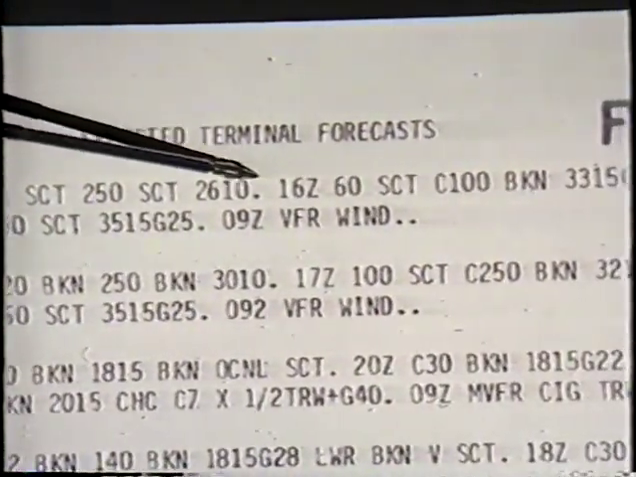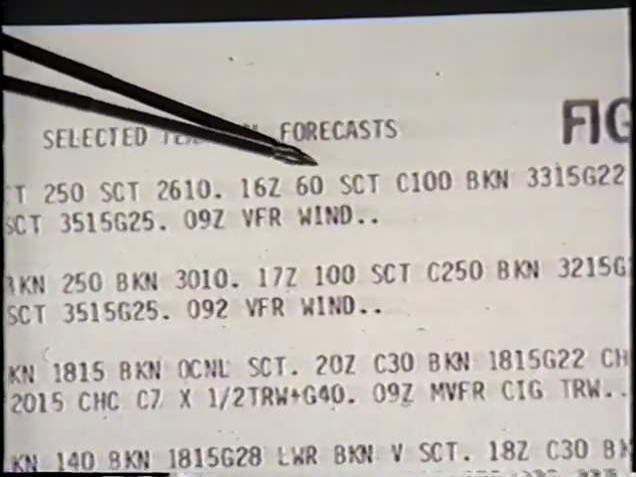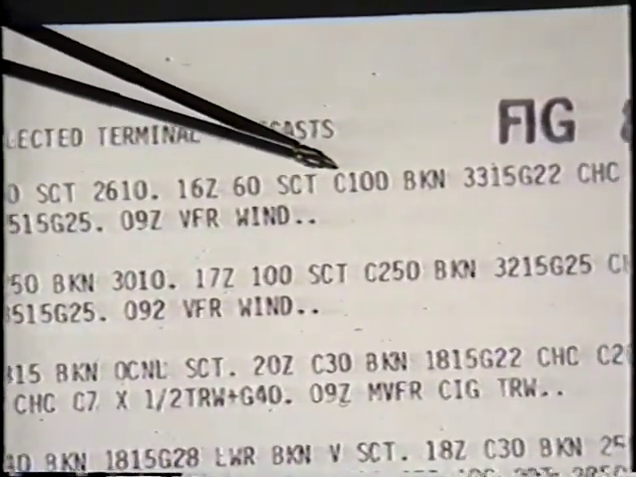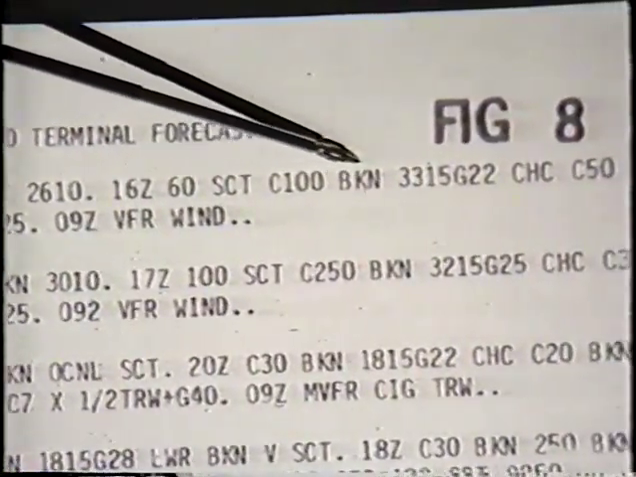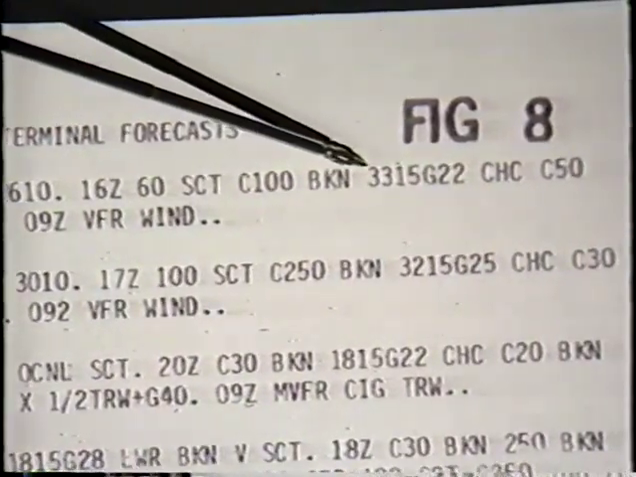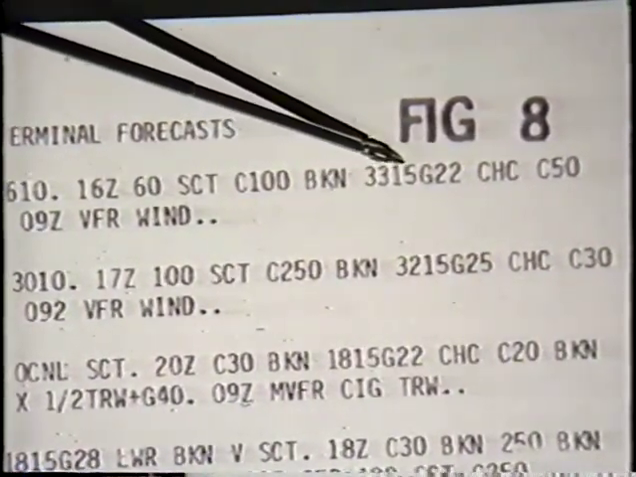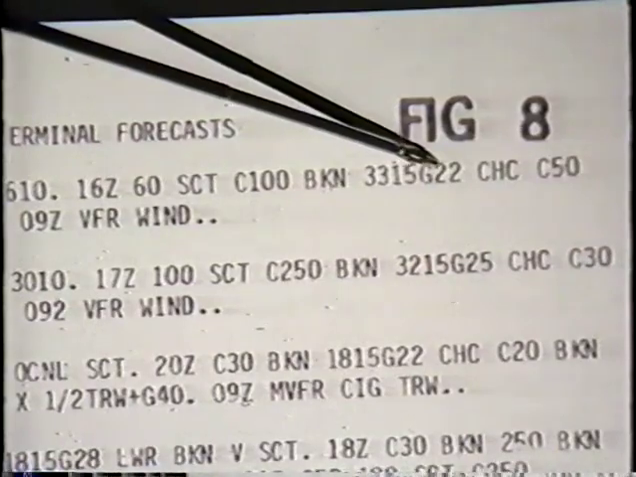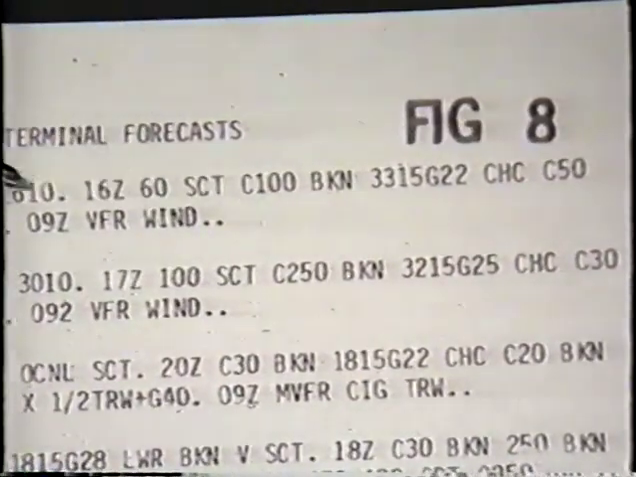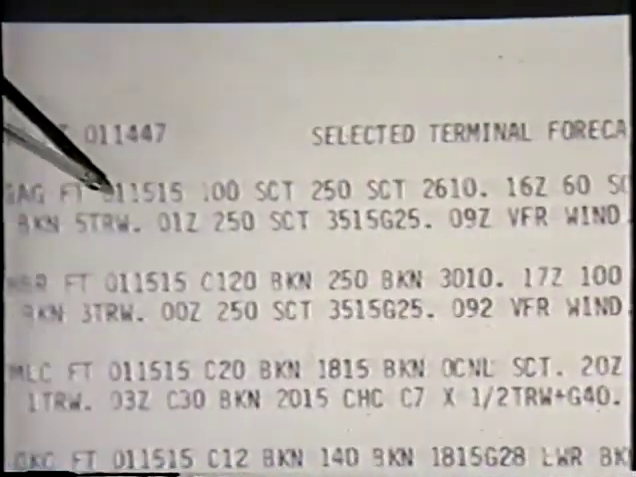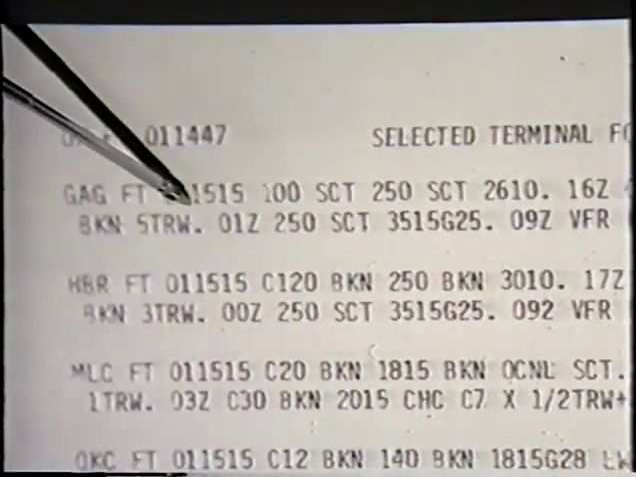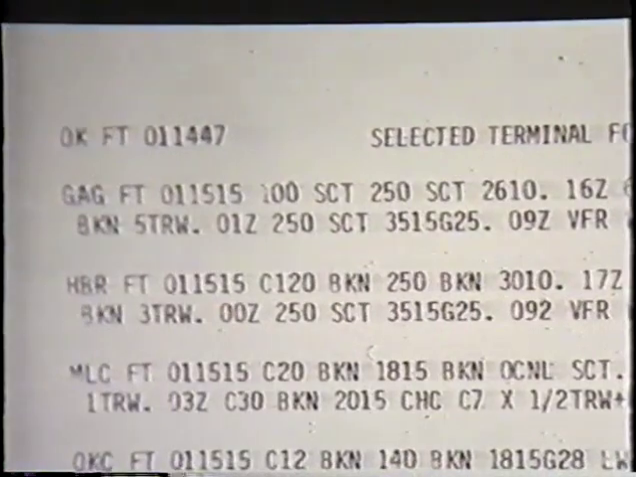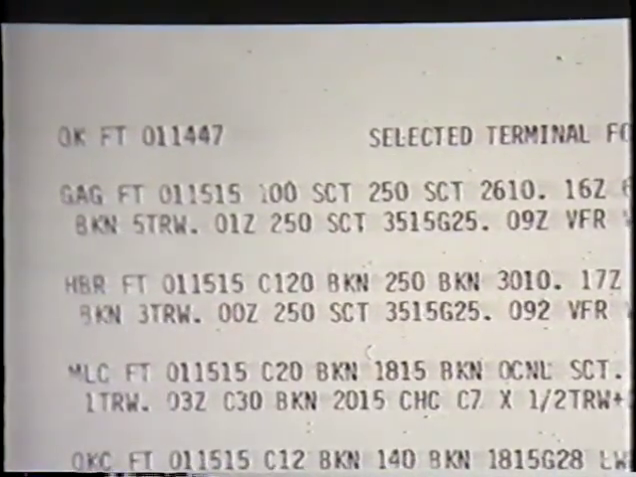Beginning at 1600 Zulu, the weather is going to be 6,000 scattered and a ceiling of 10,000 broken. Visibility will be good because they don't show it, but the wind will be 330 degrees at 15 knots, gusting to 22 knots, with a chance of ceilings 5,000 broken, 5 miles visibility, thunderstorm and rain shower. Now tell me this, class. How long will it be like that?